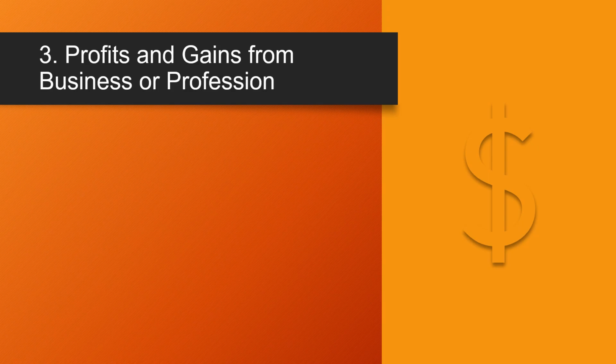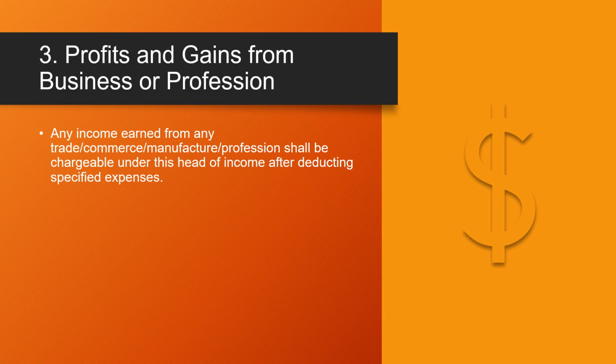The third head of income is profits and gains from business or profession. Any income earned from any trade, commerce, manufacture, or profession shall be chargeable under this head. The government also allows deductions for several specified expenses from this head of income.